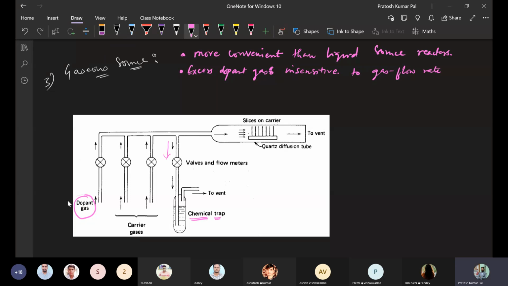And here the chemical trap is used to dispose of the unreacted, or waste, gases or waste dopants, which will be taken out using the chemical trap. So the chemical trap is used to dispose of the unreacted dopants.